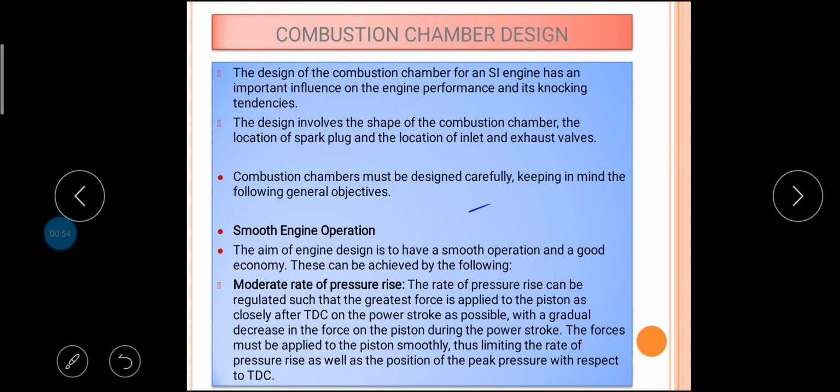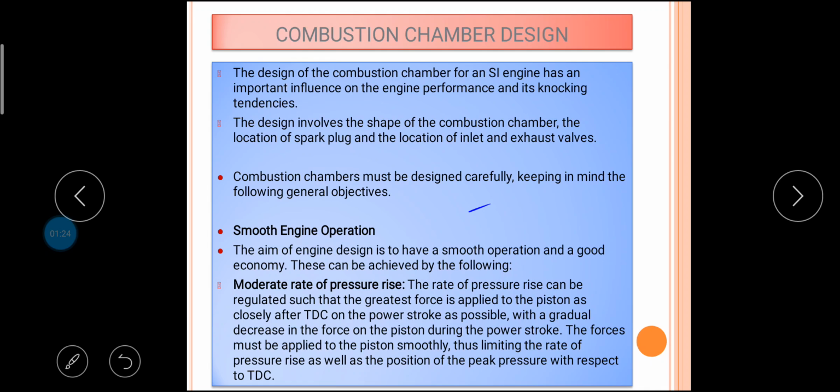The rate of pressure rise can be regulated such that the greatest force is applied to the piston as closely after TDC on the power stroke as possible, with a gradual decrease in the force on the piston during the power stroke. The forces must be applied to the piston smoothly, thus limiting the rate of pressure rise as well as the position of the peak pressure with respect to top dead center.